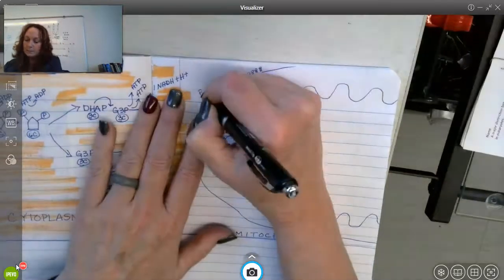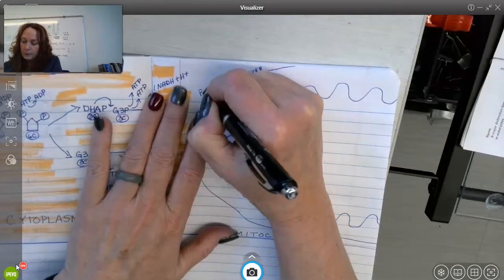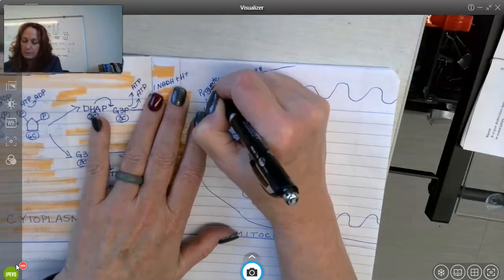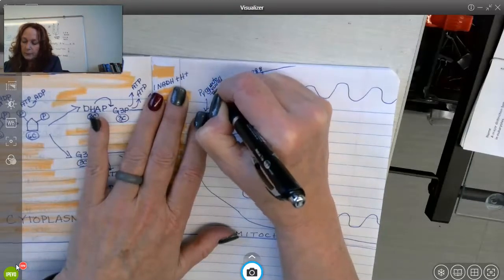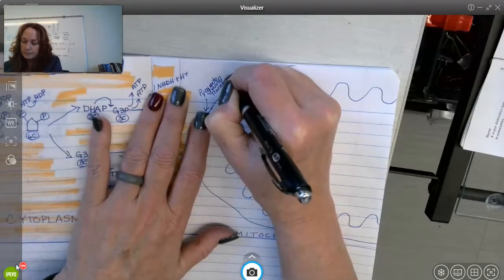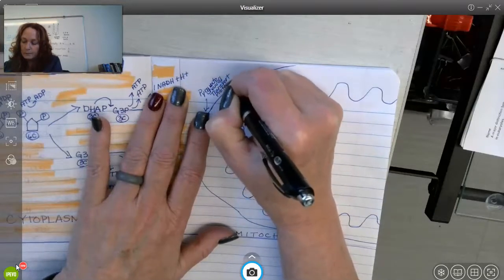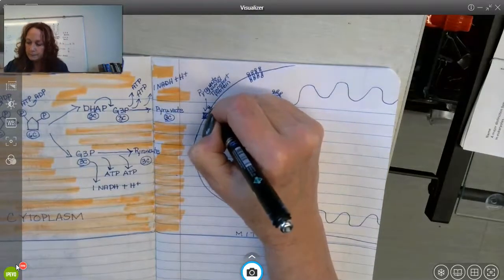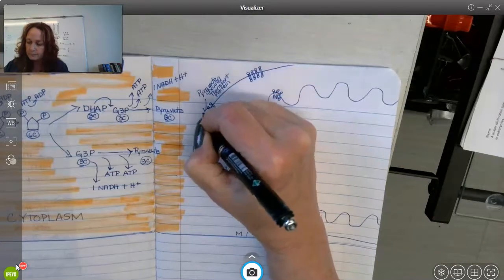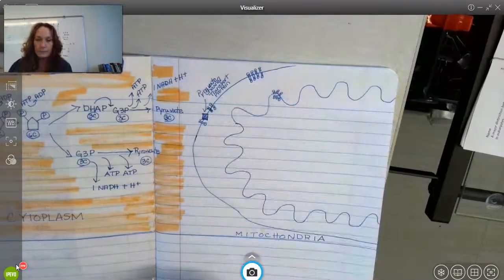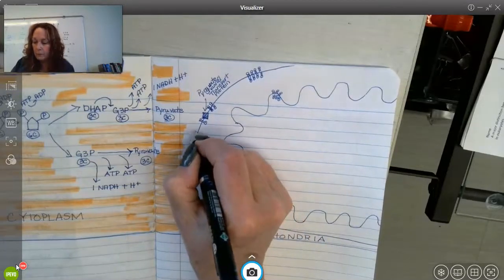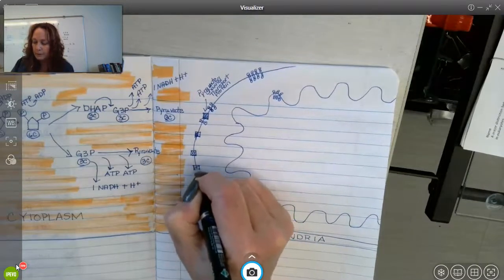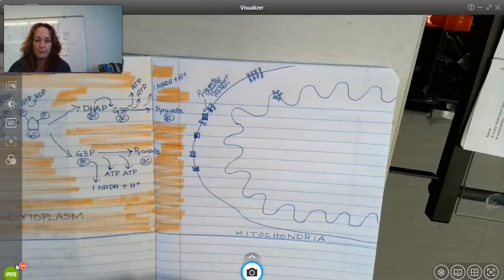So this is pyruvate channel transport protein. So that's in the bilayer. And they're going to be all in there. So I'm going to draw just several to let myself know that they're all throughout there.